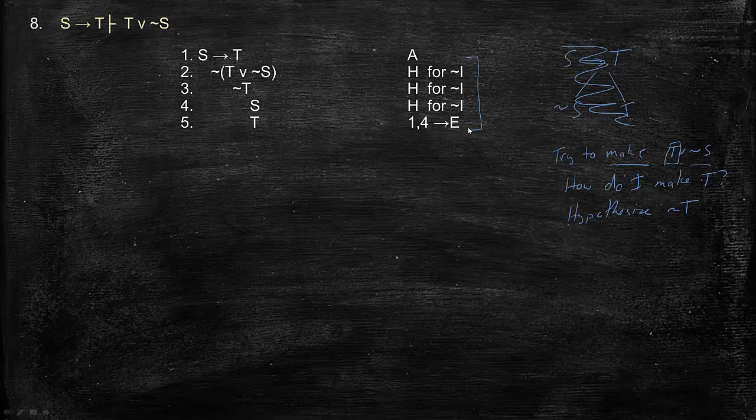Now we've got T, unsurprisingly, by 1, 4, and conditional elimination. And now we've legitimately got our contradiction, T and not T. But what it contradicts is the last hypothesis, which is S. So now we've actually shown not S on the basis of not T, right? So we've got 4 through 6 negation introduction, and now we've got not S.